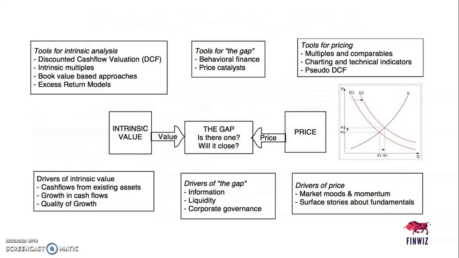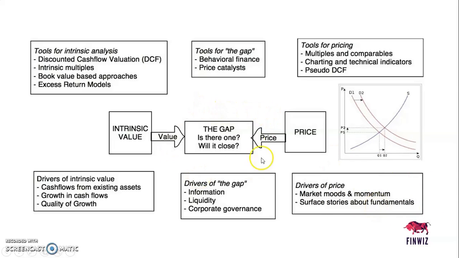So of course, if there's a value and there's a price, there's going to be some drivers that can change both the value and the price. Because the value of the company is intrinsic to the company, anything that's intrinsic to the company can drive the value up or down. So if there's a cash flow from existing assets of the company, if there's any growth in the cash flow and a change in the quality of growth, all of that can drive the intrinsic value of the company up or down. Similarly, the price of the company, which is usually determined by the market, can be driven by market moods and sentiments and any stories about the company's fundamentals or stuff like that.